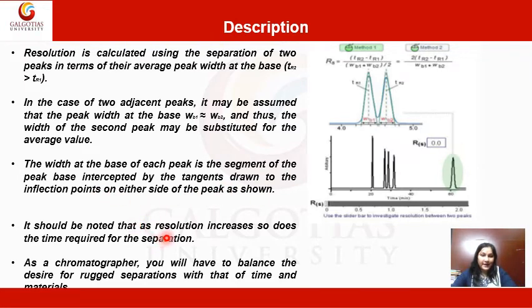It should be noted that as resolution increases, so does the time required for the separation. Suppose you are getting this first peak at 4.4 minutes and you will get the second peak at 5.2. It means the difference or the distance between these two peaks will increase and you can say that you will get better resolution of the components. Okay, this numerator will increase, it means total Rs will be increased. If this difference increases, you will get better resolution by this equation.